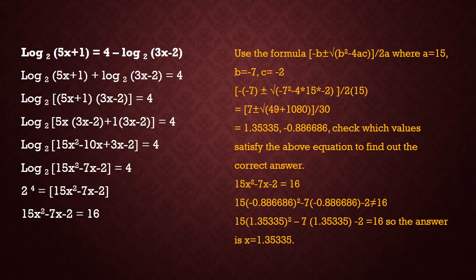Solve it as per the formula given here, minus b plus minus under root b square minus 4ac over 2a. You have 15 as the value of a, minus 7 as the value of b, and c is equal to minus 2. When you solve it further, you get two values of x. These are 1.35335 and minus 0.8866. Now you have to check which of these values satisfies the above equation. When you try that, you see that minus 0.8866 does not satisfy the equation, but when we try the value of 1.35335, it equals 16, so this is correct.